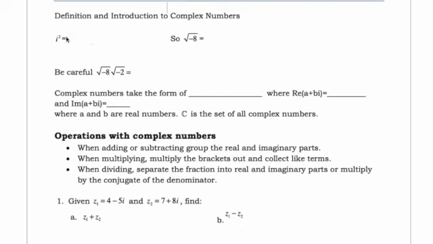Okay, so first of all, let's look at what a complex number is. It's formally defined as i squared equals -1, which of course means that i equals root -1. So now we can deal with the roots of negative numbers.